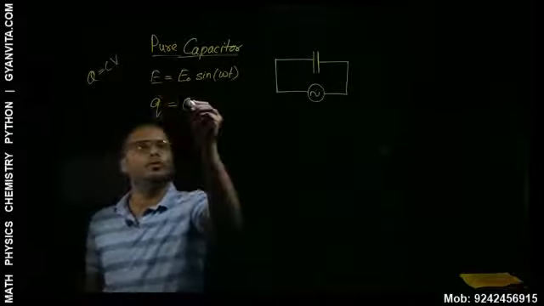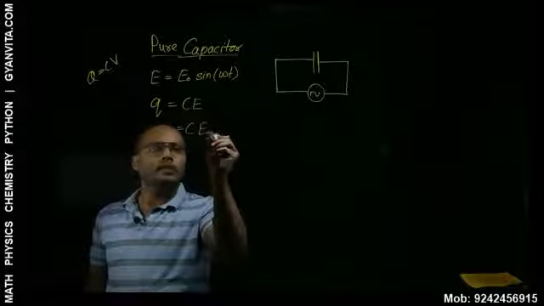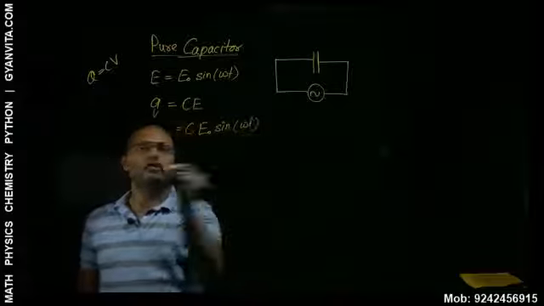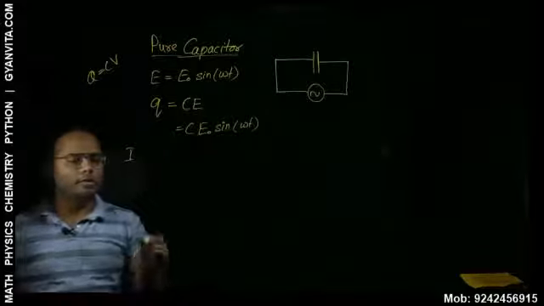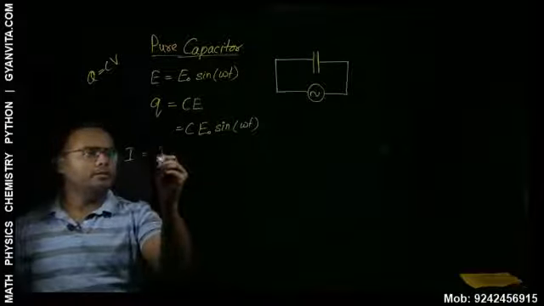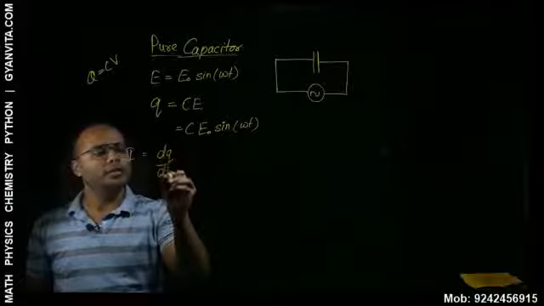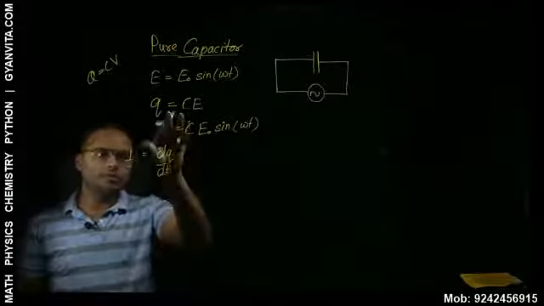Here I will say Q is equal to CE, which is equal to C E naught sine omega t. Now it is very simple. You have to find current, right? And what is current? Current is dq by dt. That is the basic definition of current. So just use that.